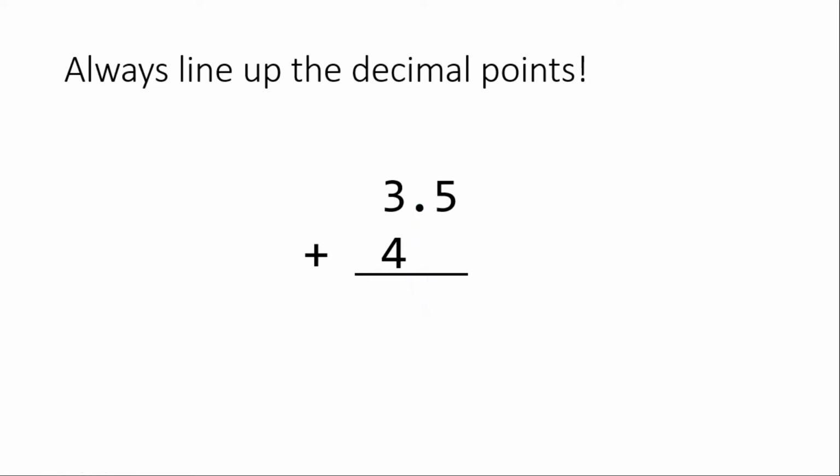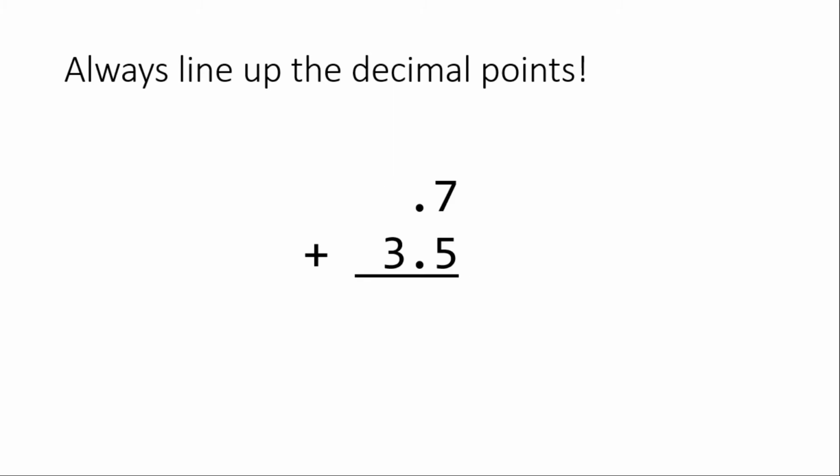Alright, press pause to try that out, press play to check your answer. Alright, let's check your answer. First, let's put the decimal point in the answer lined up with the other decimal points, although one of them is invisible, but whatever. There it is, lined up. And let's add the tenths. 5/10 plus nothing is still 5/10. And then 3 plus 4 is 7.